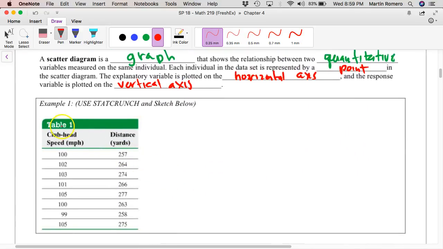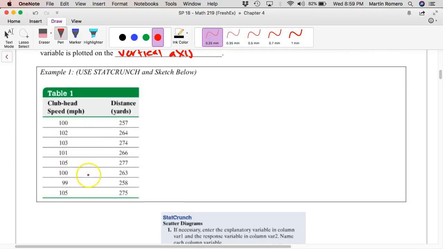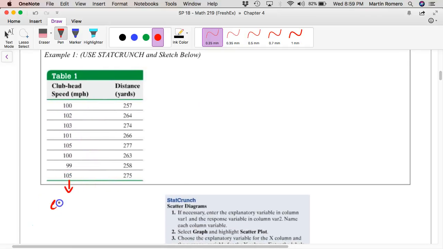And so I'll give an example. This is maybe not the most interesting situation, but if you ever played sports or played golf, you swing a stick with a club at the head. And of course, the faster you swing it, the farther the ball would go, you would imagine. So what we want to do is create a scatter diagram. You see here are two variables. This might be the explanatory, and this would be the response, meaning that how fast you swing the club is related to how far the ball would go.